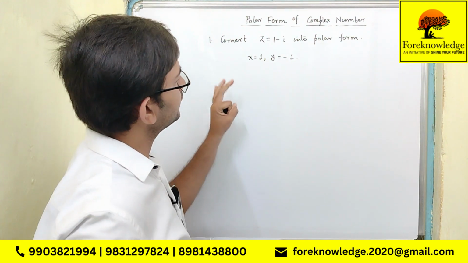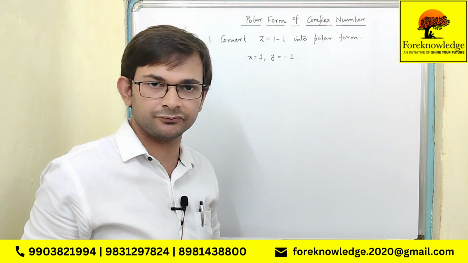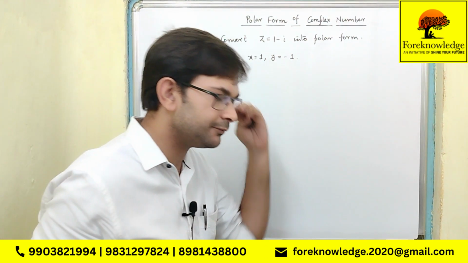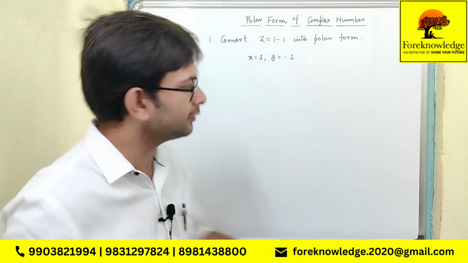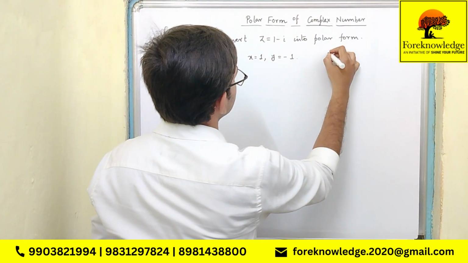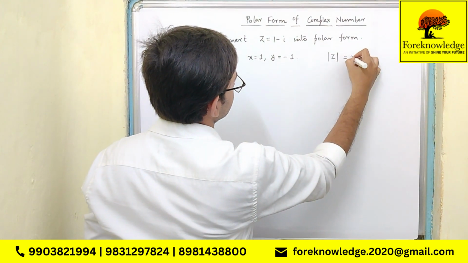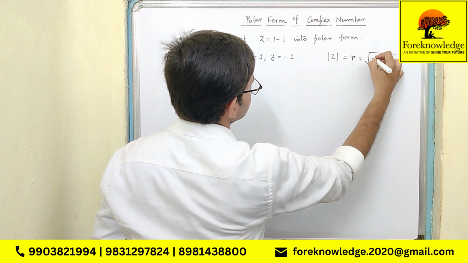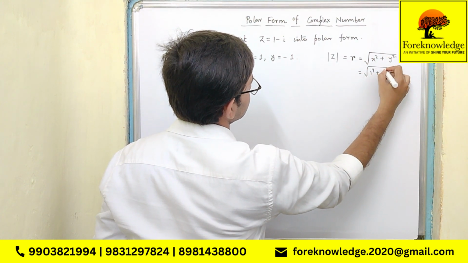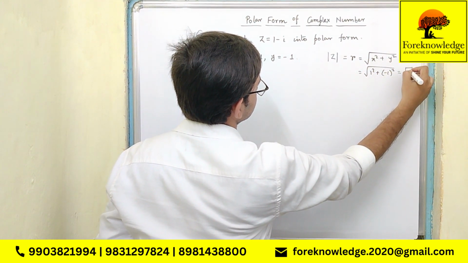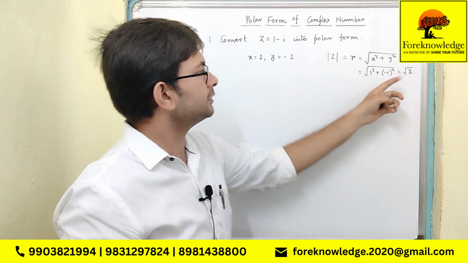Now we need to find first the modulus, because we need to convert it into polar form, and in case of polar form, we need the modulus as well as the amplitude. First we calculate the modulus. So mod of z, that is r, is nothing but root under x square plus y square, root under 1 square plus minus 1 square, equal to root 2. Modulus is root 2.